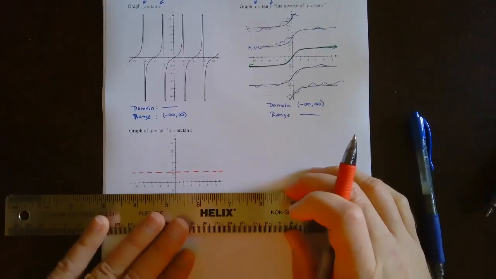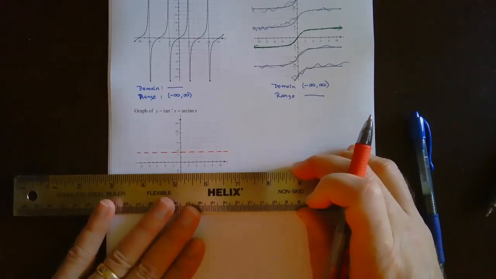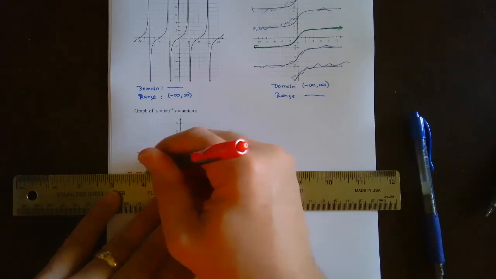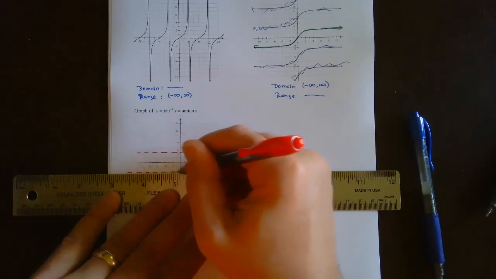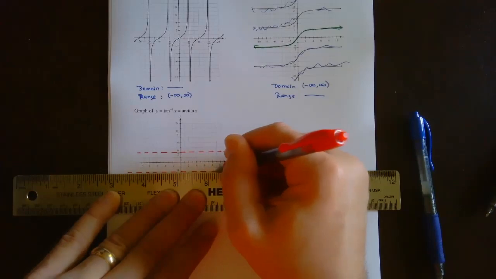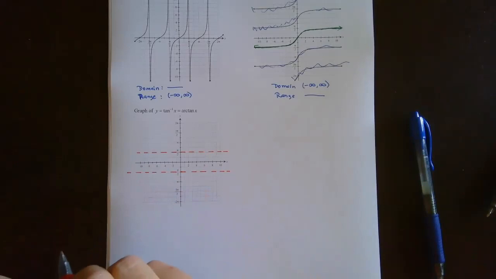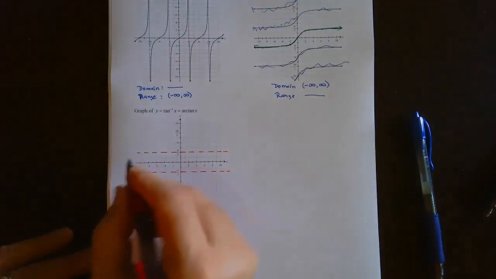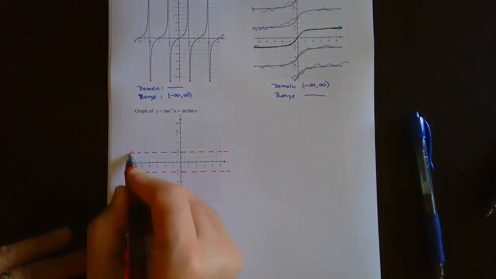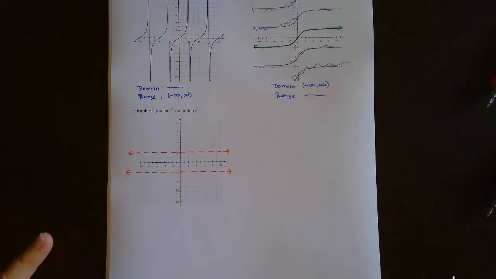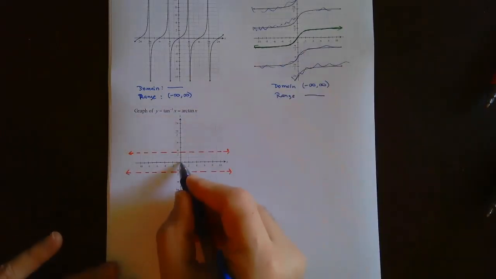And then negative pi over 2. This is the last one we're going to talk about too. This is going to be a long lesson, okay, guys? I'm sorry. Okay, so what happens is to graph the shape, it's going to go through 0, 0.